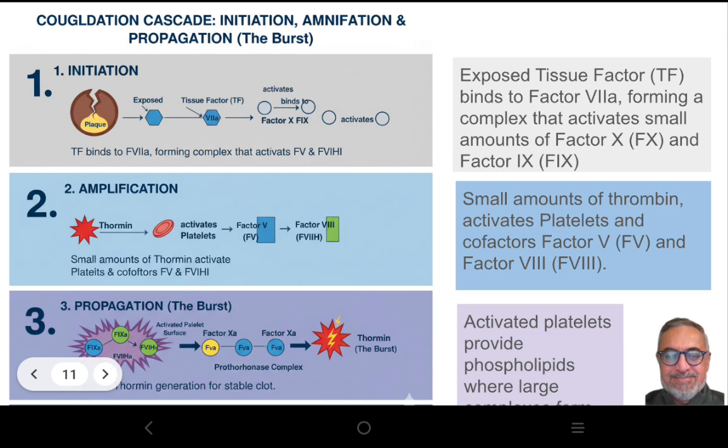Initiation of the clot happens by exposed tissue factor, which binds to factor 7A, forming a complex that activates small amounts of factor 10 and factor 9. Small amounts of thrombin activate platelets as cofactors, and they activate factor 5 and 8. Activated platelets provide phospholipids where large complexes are formed.